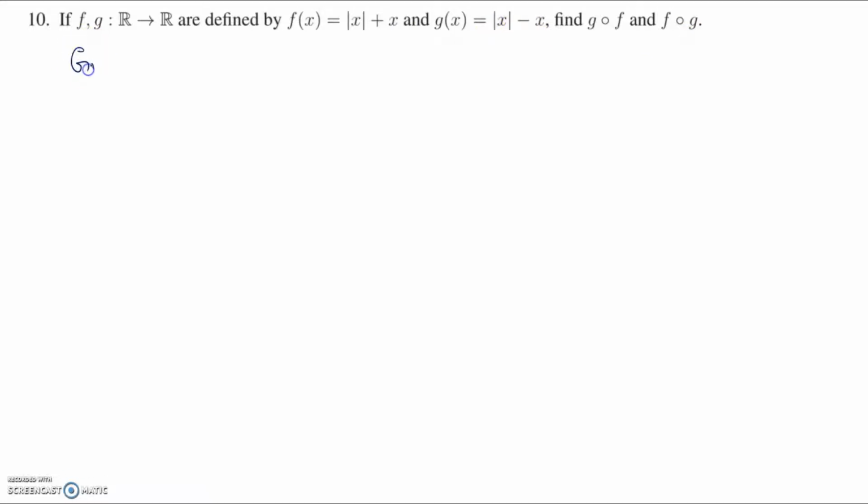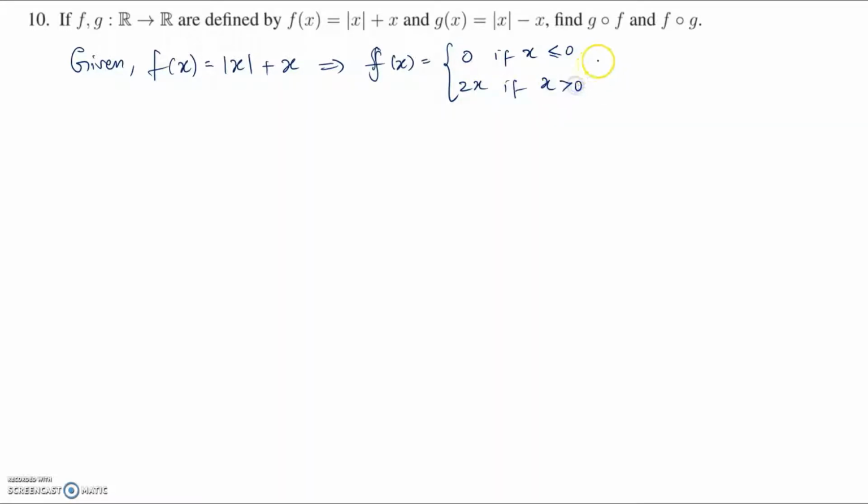So given to us, f of x is equal to mod x plus x. So this would imply that our f of x is equal to 0 if x is less than or equal to 0, and it's 2x if x is greater than 0. How can we prove this? So let's prove this here.